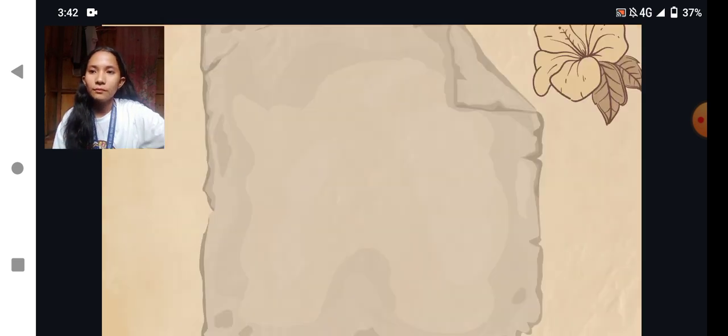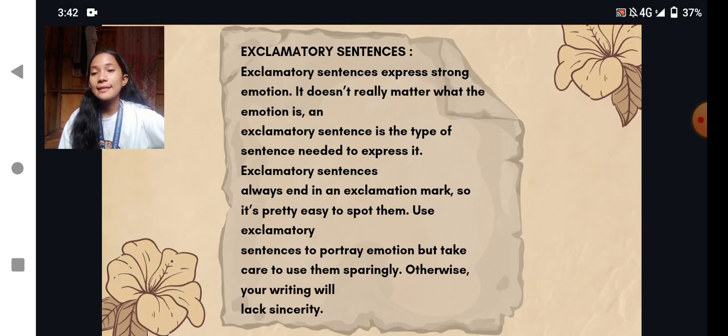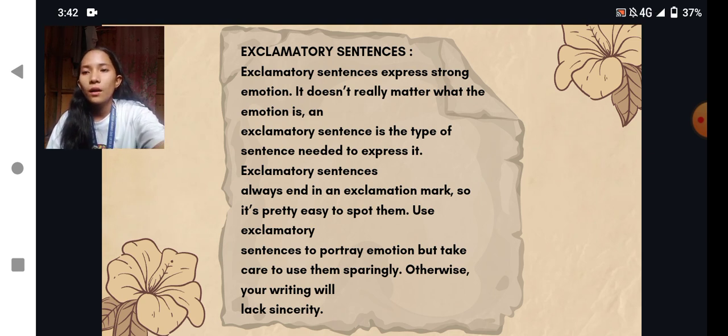Next, exclamatory sentences. Exclamatory sentences express strong emotion, and it doesn't really matter what the emotion is. An exclamatory sentence is the type of sentence needed to express it. Exclamatory sentences always end in an exclamation mark, so it's pretty easy to spot them. Use exclamatory sentences to portray emotion, but take care to use them sparingly, otherwise your writing will lack sincerity.